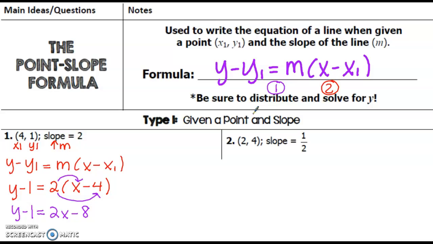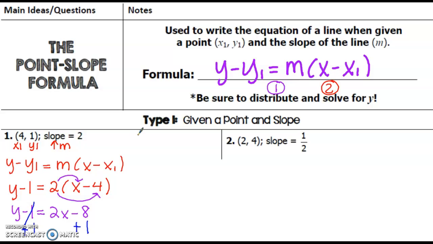So I need to get this y by itself. So what I'm going to do is simply, if I'm subtracting negative 1 here, I'm going to add 1 to both sides. This is going to get canceled.